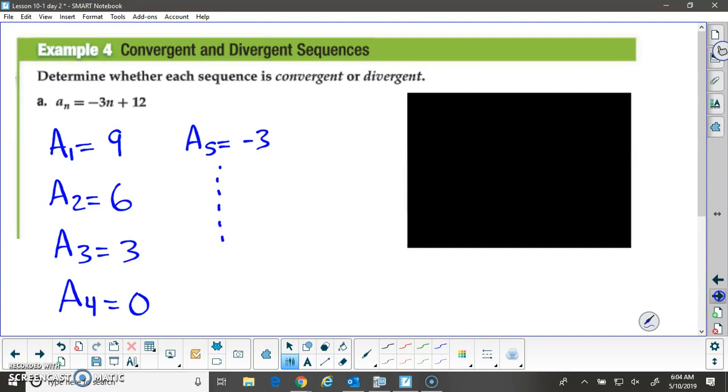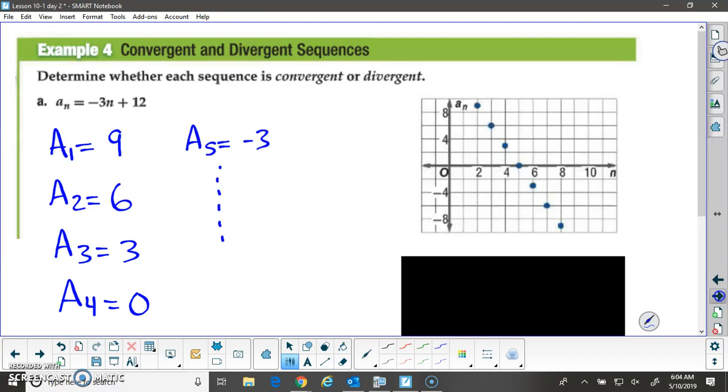If we were to make a graph of this, it would look something like this. You can see that our first term is 9, and then our second term is 6, and then it keeps going down, and it's going to continue to go down forever. So this is not converging in on a value. This is going to continue to decrease without bound. And so this problem is divergent.